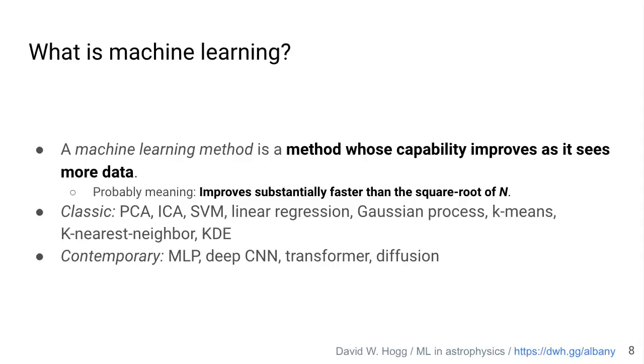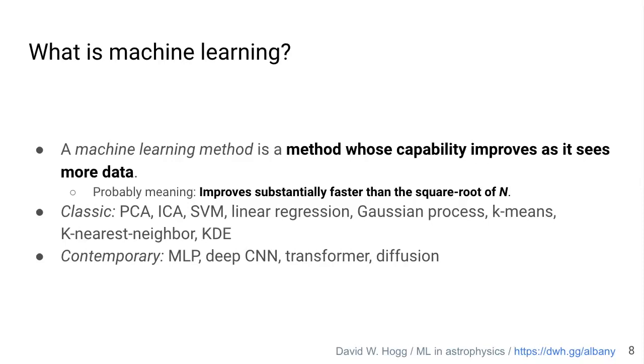First controversial slide. We were talking also about this at lunch. This is the maximal definition of machine learning. There are more minimal definitions of machine learning. This is the maximal definition. A machine learning method is a method whose capability improves as it sees more data. And I have a caveat here that it probably has to improve substantially better than the square root of n. Because if you're just taking the mean of your data, it will improve as the square root of n, and I really don't want to call that machine learning.